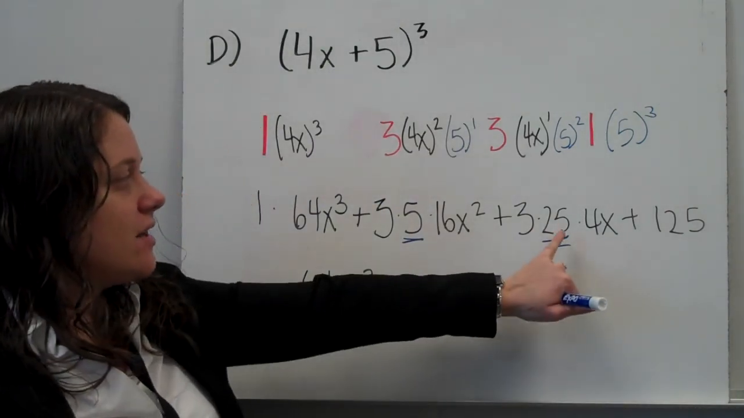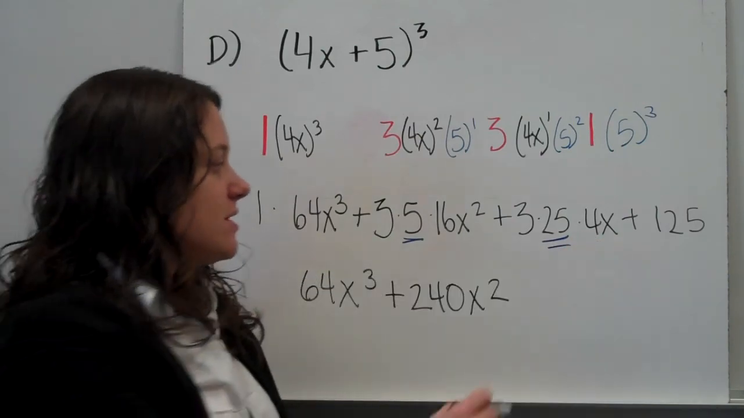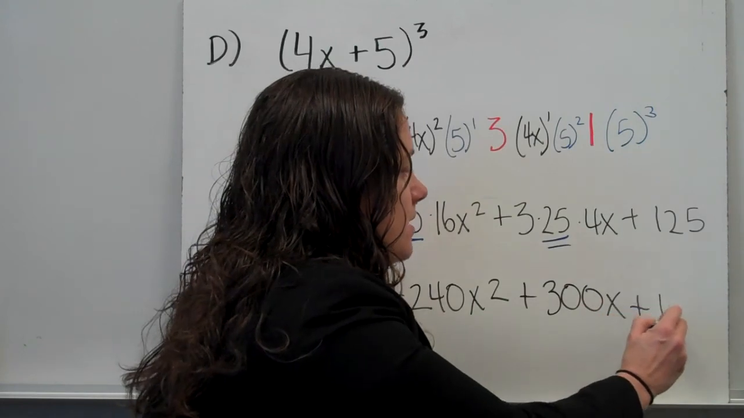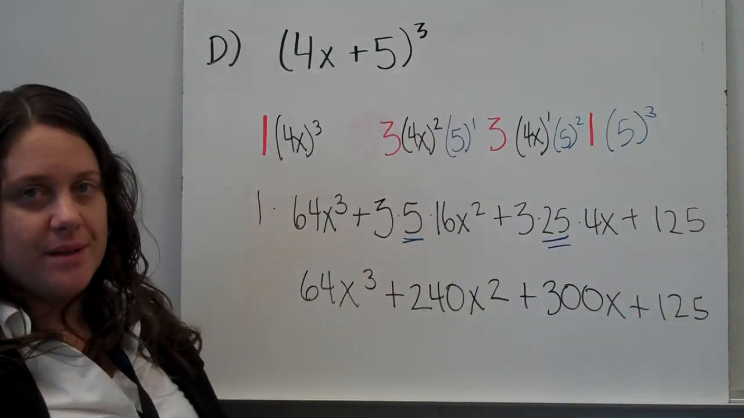Okay, so then I have, it's easier for me to do 25 times 4, because that's 100, times 3, so 300x, plus 125.